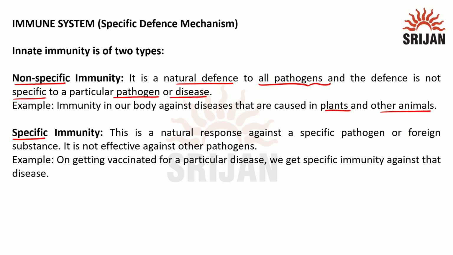Specific immunity, on the other hand, is specific to a pathogen or foreign substance, and it is not effective against other non-specific things. So if it kills one group or one type of bacteria or virus, it cannot kill the other pathogens. An example is, on getting vaccinated for a particular disease, we get specific immunity against that disease.